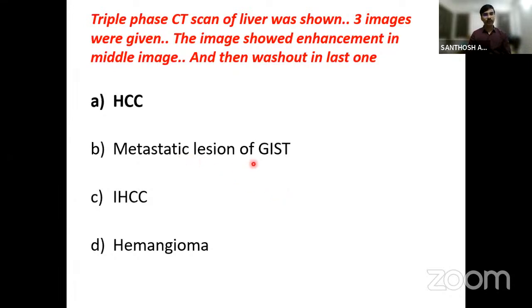A metastatic lesion of GIST will also have a similar appearance, but washout in the portal venous phase may not be very classical. Hemangioma shows peripheral puddling in the arterial phase and centripetal progression in the portal venous and delayed phases. Intrahepatic cholangiocarcinoma will be hypodense both in the arterial phase and in the venous phase. It may have late enhancement, particularly in the delayed phase, maybe 120 seconds later or 3 to 5 minutes later.